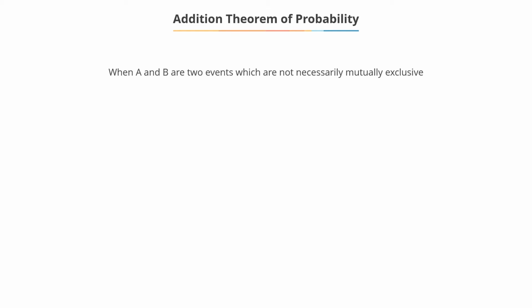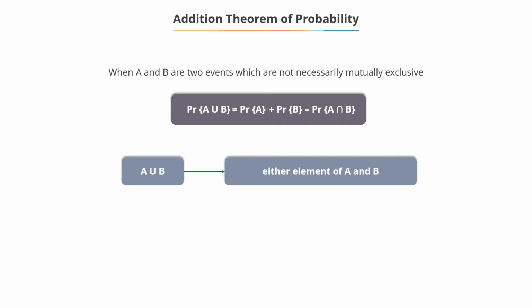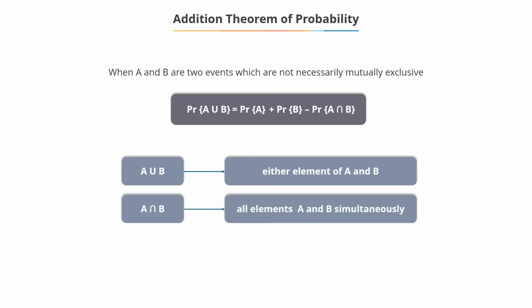However, if A and B are two events which are not necessarily mutually exclusive, then probability of A union B is equal to probability of A plus probability of B minus probability of A intersection B, where A union B indicates either elements of A and B. A intersection B indicates all elements A and B simultaneously.